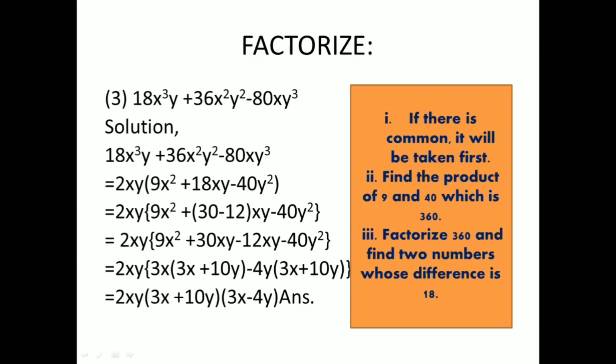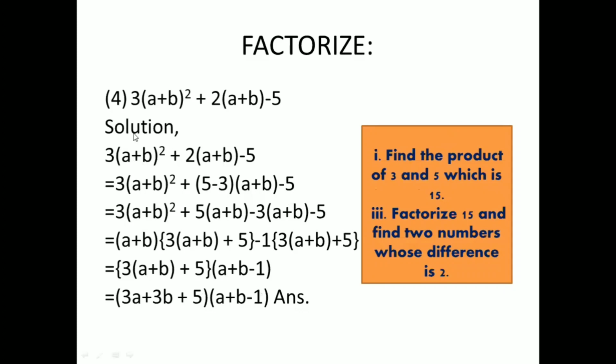Now let's move to the next slide. The next slide has the next example, which goes like this: 3 into (a plus b) whole square plus 2 into (a plus b) minus 5. This minus 5 into 3 is minus 15. That's why we get this 2 by subtracting the two factors: 5 minus 3 is 2, and 5 into minus 3 will be minus 15.